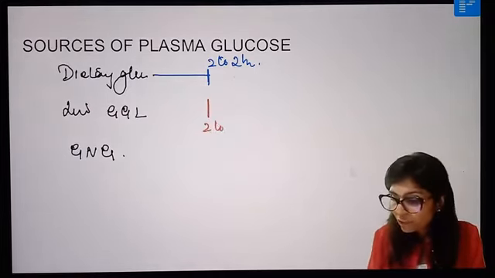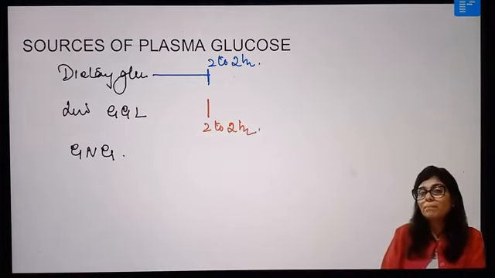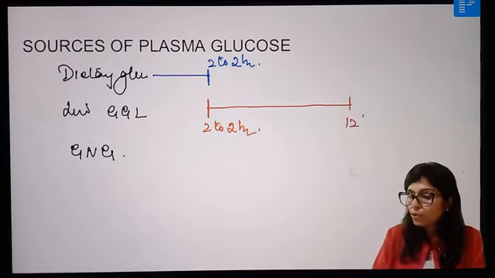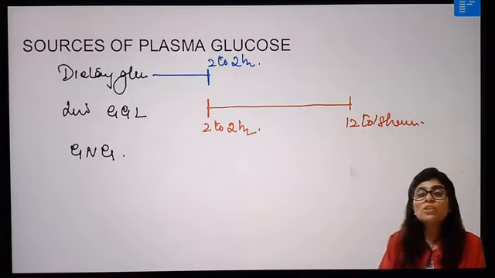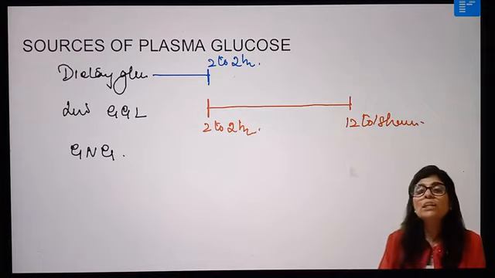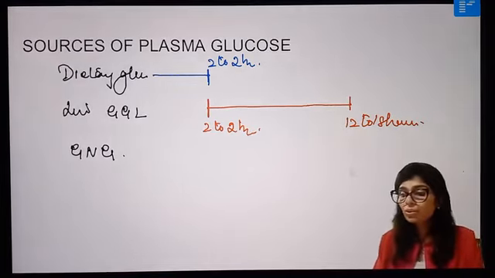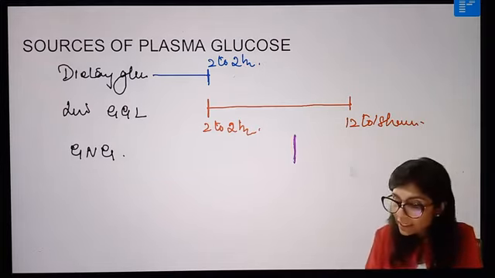Liver glycogenolysis begins 2 to 2.5 hours after the previous meal, and it can maintain blood glucose till 12 to 18 hours of starvation. Do you understand this? It can maintain blood glucose till 12 to 18 hours of starvation, after which it has to be gluconeogenesis. So when does gluconeogenesis begin? Gluconeogenesis begins 6 hours after the previous meal.